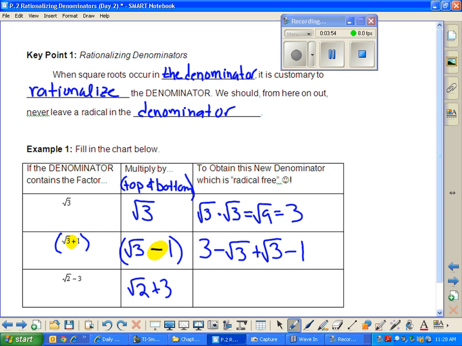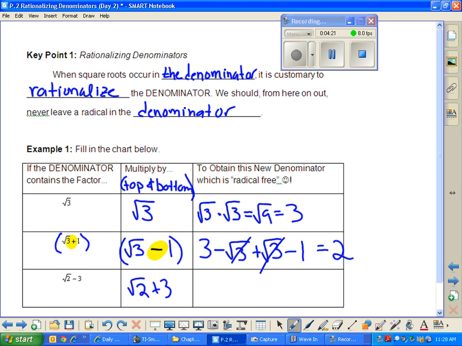And do you see what happens because we used opposite signs in the parentheses? What happens is your outers and inners cancel, and the radicals went away. So we have 3 minus 1, which is 2. So you end up obtaining a radical-free denominator out of that. It would work if my original symbol or sign or operator were a subtraction or minus sign as well.